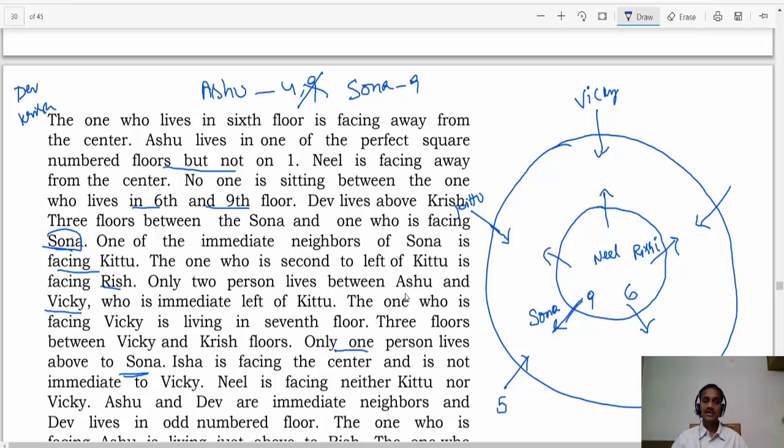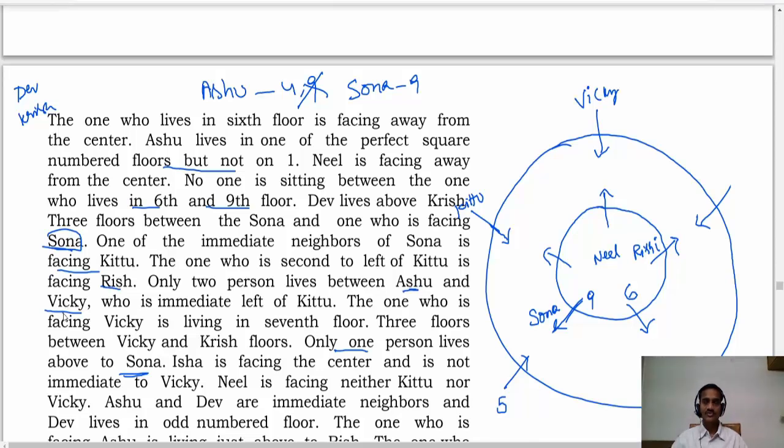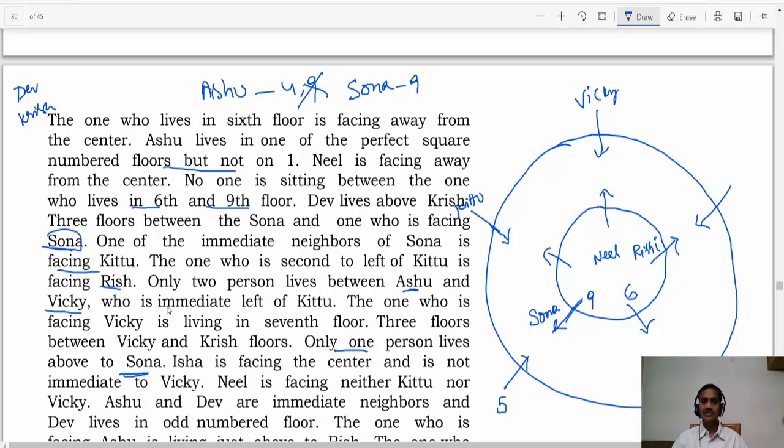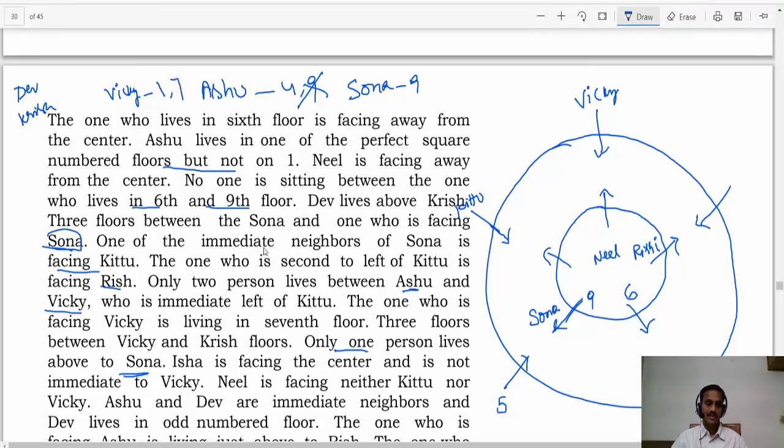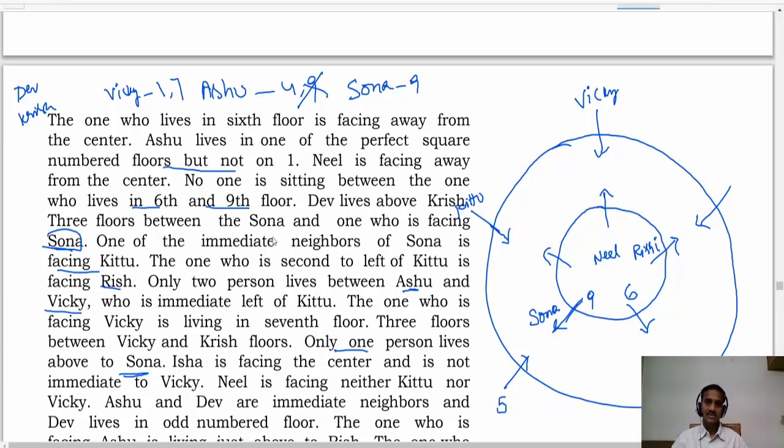Now here he is talking about lives between, meaning floors. Only two persons live between Ashu and Vicky. There should be two persons between Ashu and Vicky. Ashu's position is 4, so what should Vicky's number be? Vicky can be either 1 or 7, isn't it? And only two persons live between Ashu and Vicky.